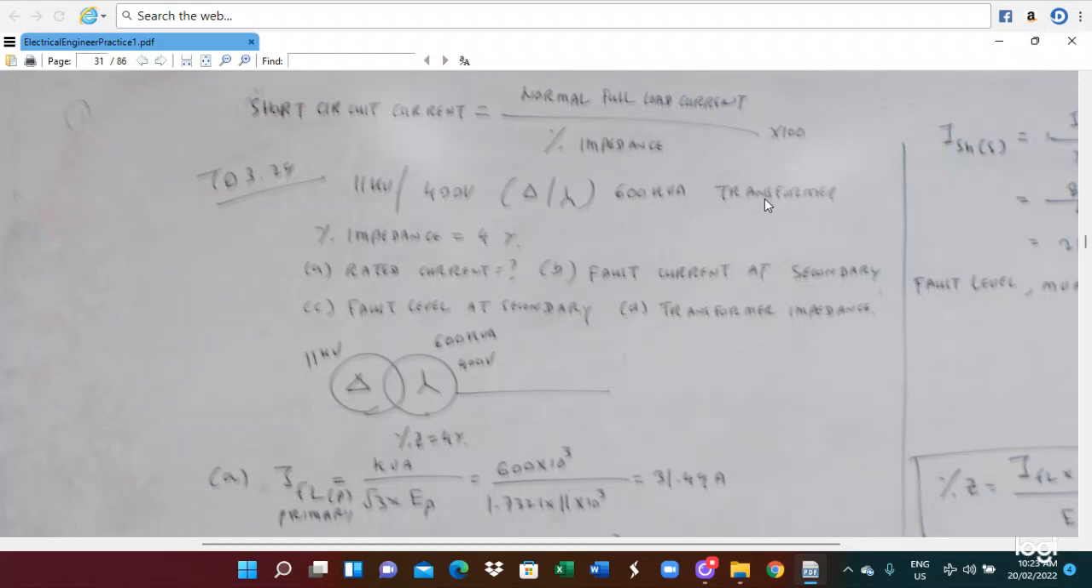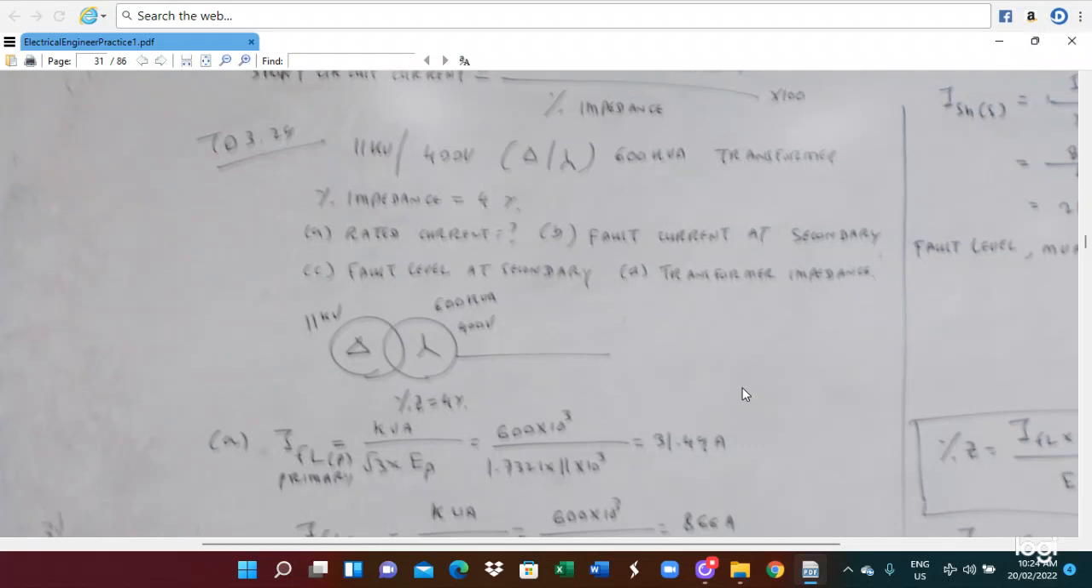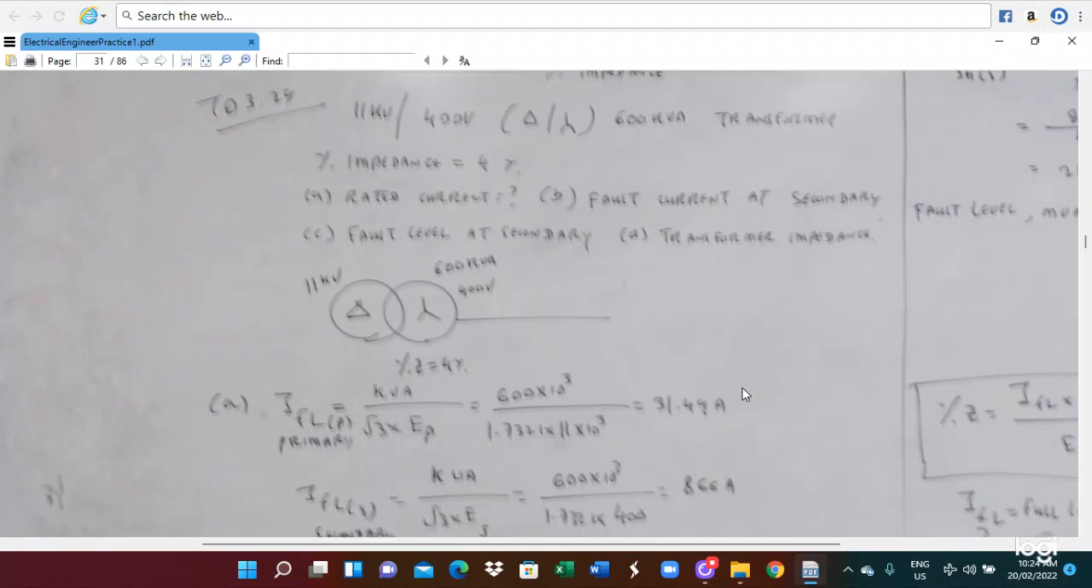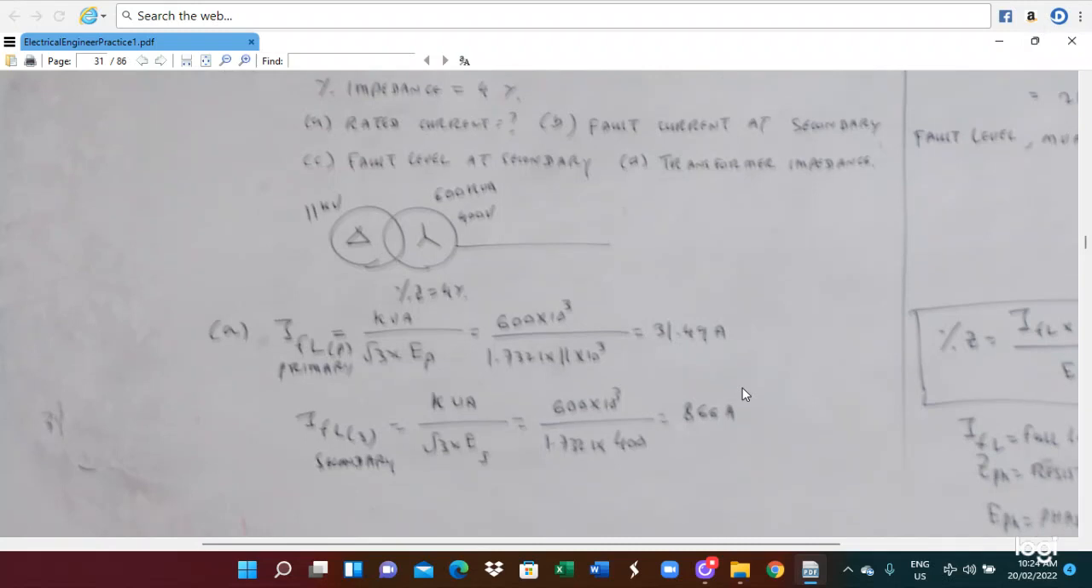An 11 kV/400 volt, delta-star, 600 kVA transformer has a percentage impedance of 4%. We have to calculate the rated current, the fault current at the secondary, the fault current at the primary, and also the transformer impedance. So we draw the circuit diagram here.